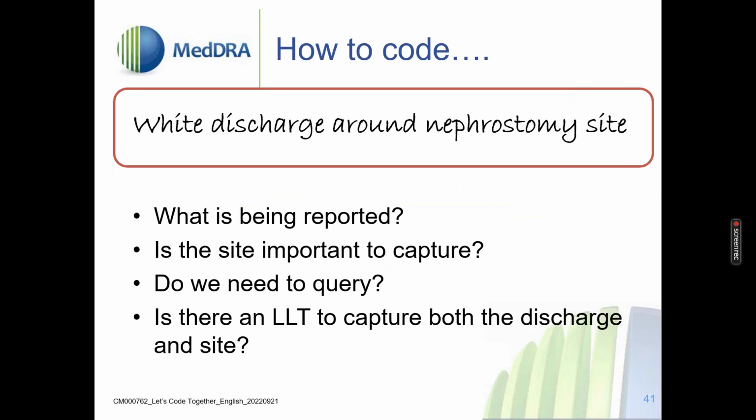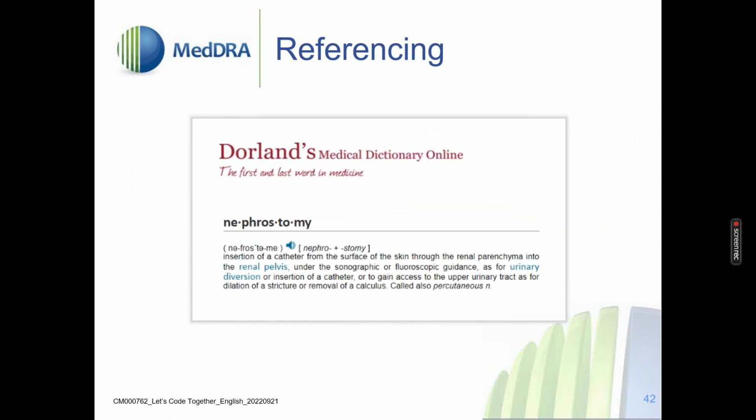So then my next example, if we've got no more questions on that, is white discharge around nephrostomy site. Now, what's being reported here? White discharge. Is the site important to capture, the fact it's coming from the nephrostomy site? Do we need to query this? And is there an LLT to capture the discharge at that particular site? So these are the questions that I'd be asking myself here before I go to the browser.